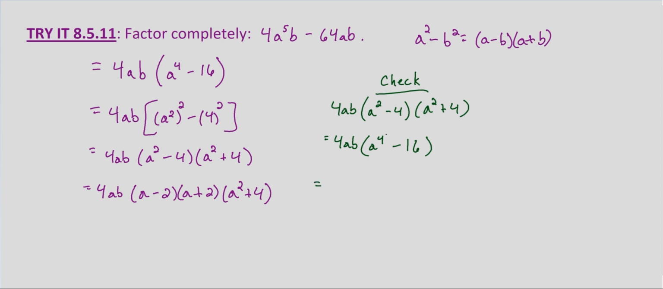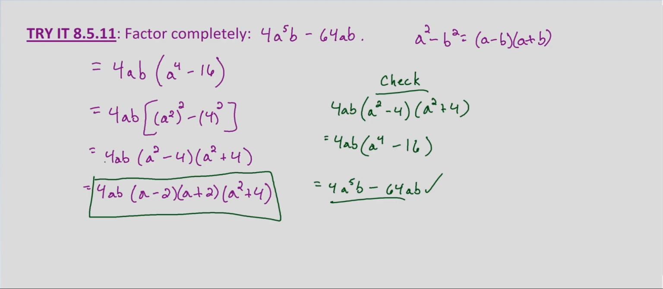And then if I multiply back in, distribute the 4ab, I end up with 4a to the 5th b minus 16 times 4 is 64ab. And that's what we originally started with, so our solution checks. And this is the factored form of the original polynomial we were given.